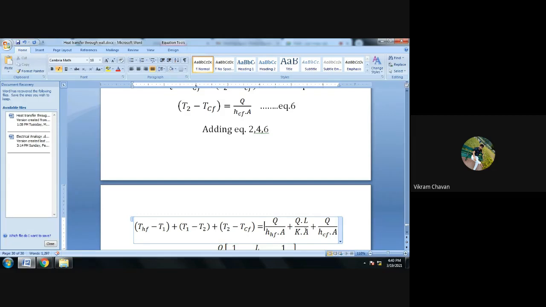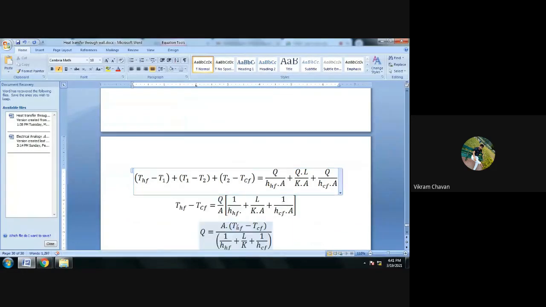Okay, now here minus T1 is there and plus T1 is there, so minus T1 plus T1 will be cancelled. Then minus T2 is there, plus T2 is there, so minus T2 plus T2 will be cancelled. So the remaining temperatures are only T suffix Hf and minus T suffix Cf.